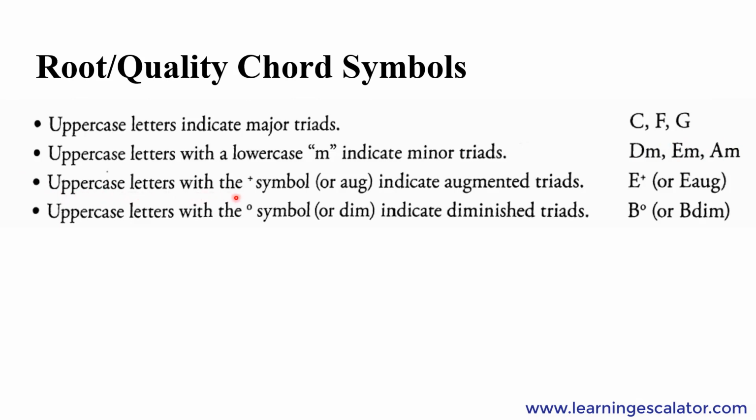Uppercase letters with the plus symbol indicate augmented triads. For example, E plus or E aug, except that's not common, means E augmented triad. Uppercase letters with the circular symbol or dim indicate diminished triads. So B with a circle or this means B diminished triad.